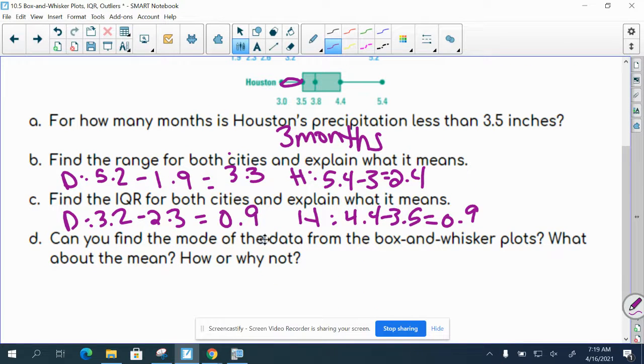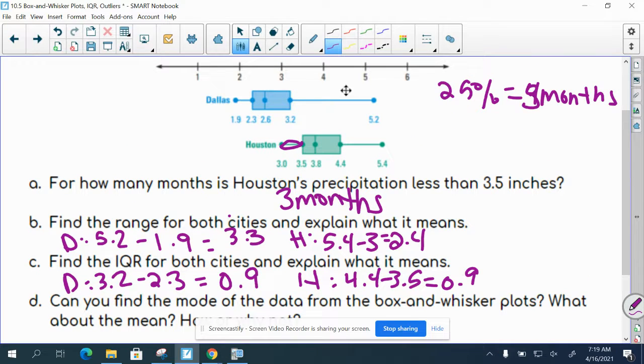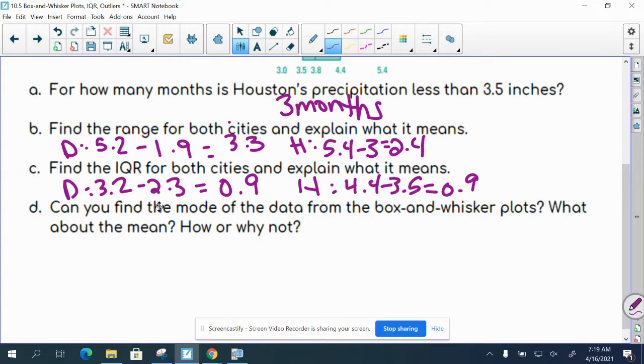And then, can you find the mode of the data from the box-and-whisker plot? Why or why not? I would say no, because you don't have enough information. So you know these 5 important numbers here. This is like your 5-number summary, but you don't know all the numbers that are in the middle. So we couldn't determine what the mode would be.